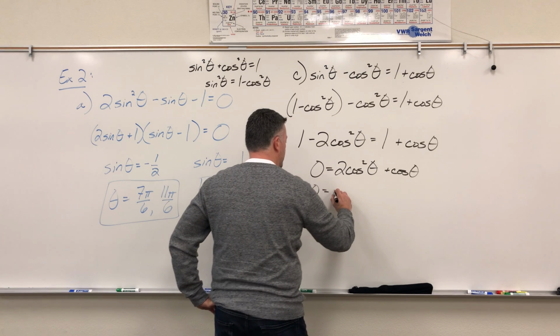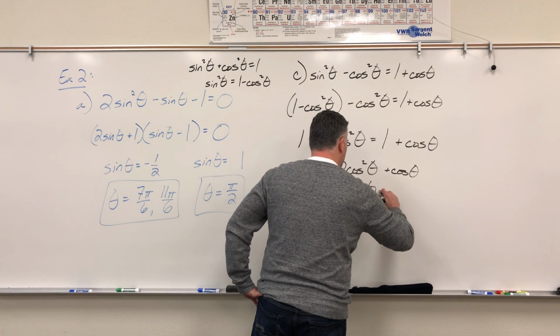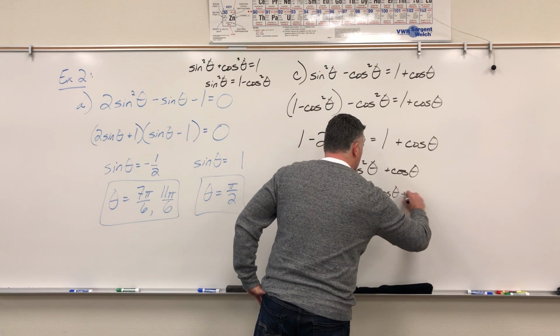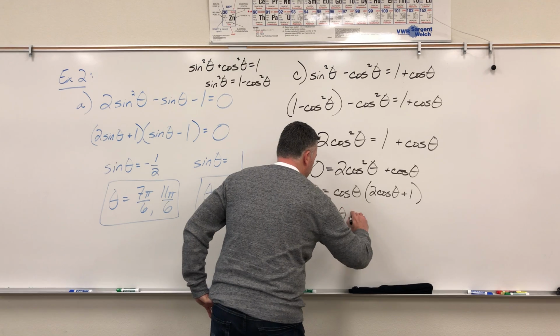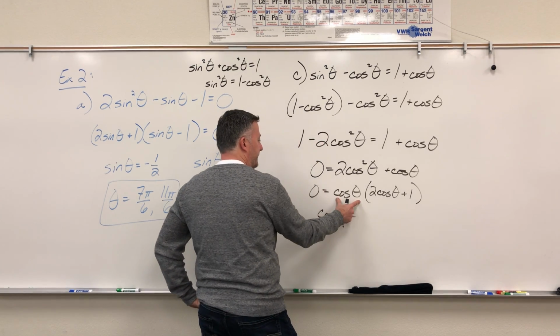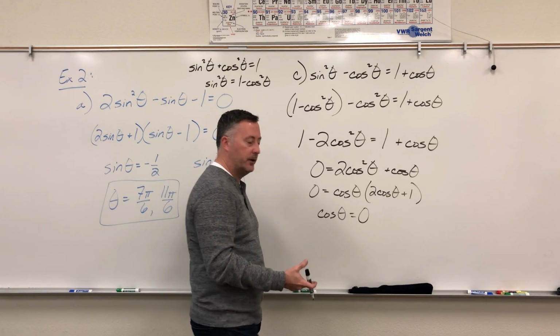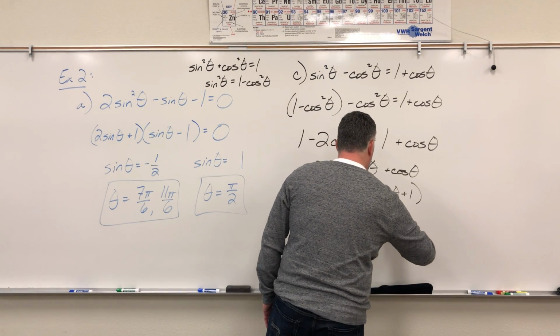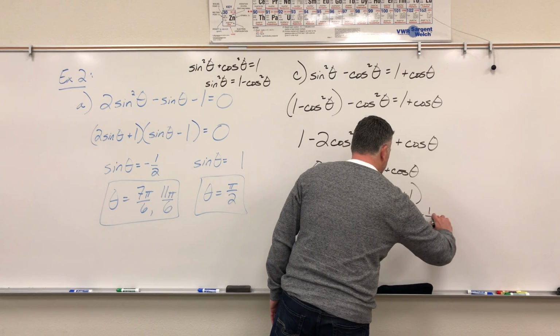And I can factor cosine of theta out. And then I can solve for each factor. So the first one, cosine, just want to know where does it equal 0. And then the second piece, the factor, I want to know where cosine is equal to -1/2.